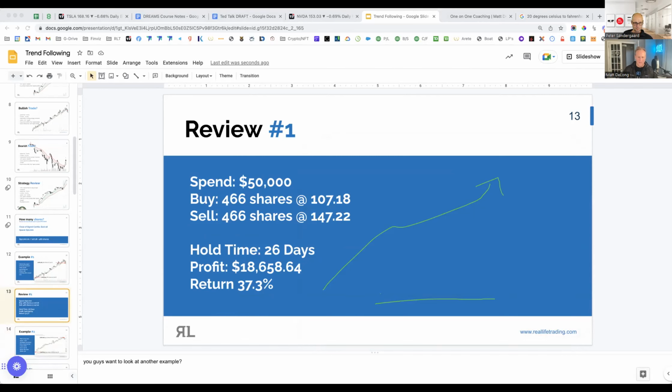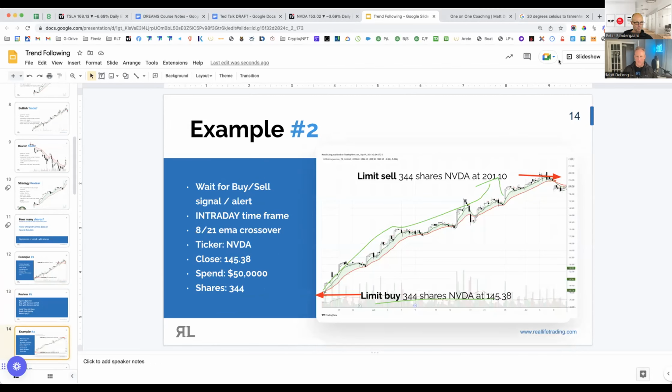Makes sense? So you guys want to look at another example? Let's take a look at another example here. Let me erase my drawing. Is this making sense? Hopefully, Peter, this is making sense. Okay, so let's say that we want to do this again. Let's say we're going to do this on NVIDIA. In this case, I haven't really talked about the time frame. This was from a 78-minute chart. You can do 15 minutes. We'll talk through some of the details here in just a sec. But in this case, we're going to buy at 145.38, and I do need to double check my math.